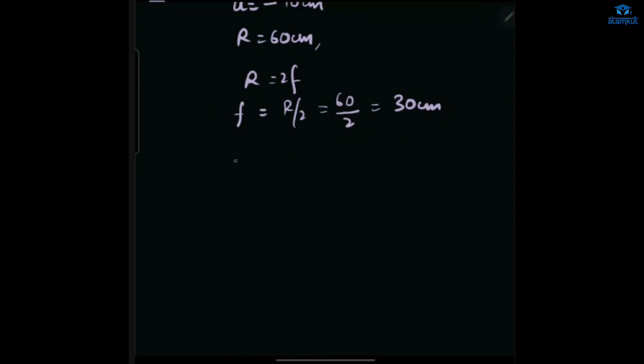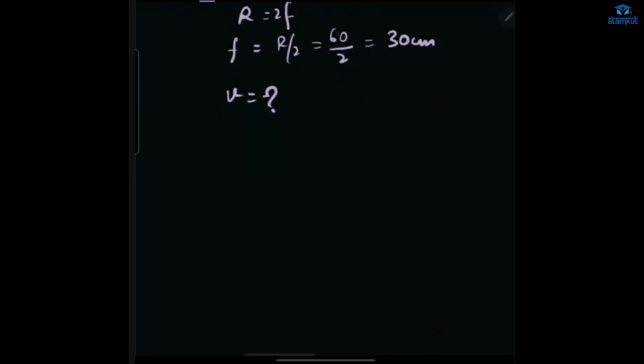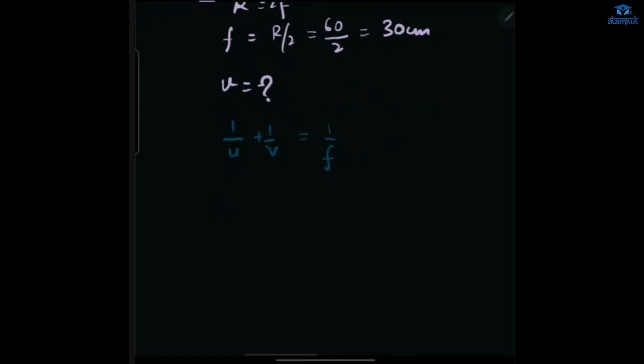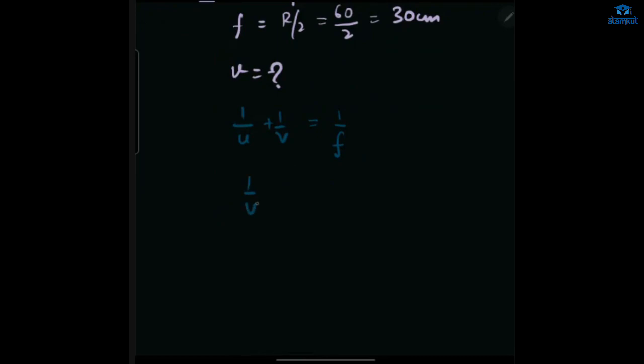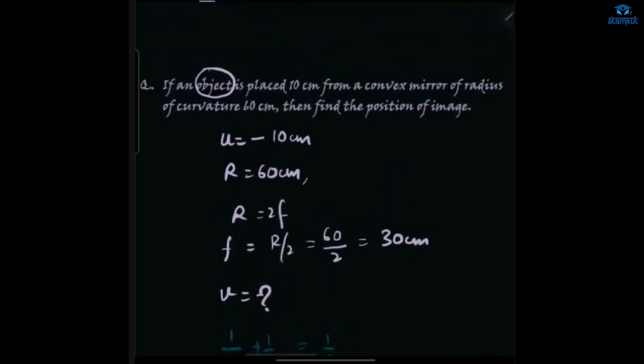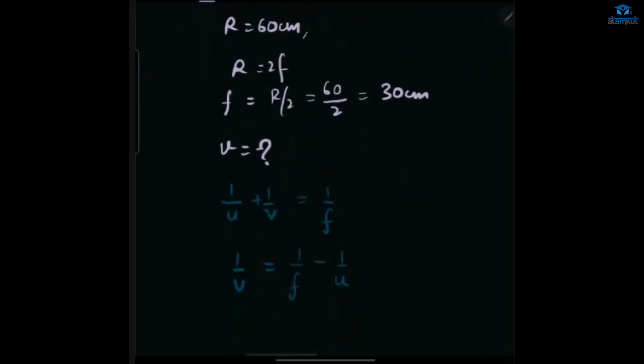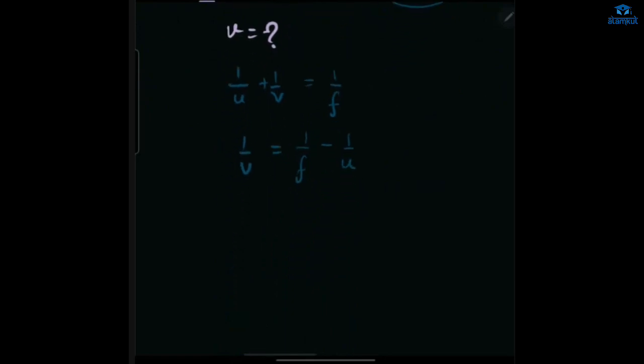So position of the image means V is equal to what? We have to find it out. Now the formula, we all know the formula: 1 by U plus 1 by V is equal to 1 by F. Now we have to find V, so leave the V alone. 1 by V is equal to 1 by F minus 1 by U. Since this is a convex mirror, we'll take focal length as positive, not negative. This will be positive.